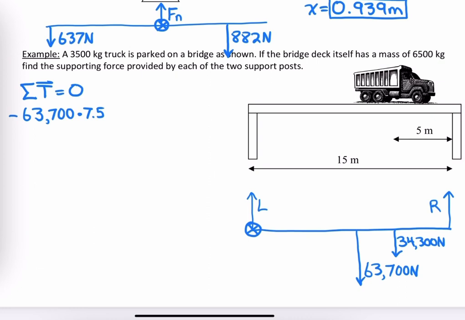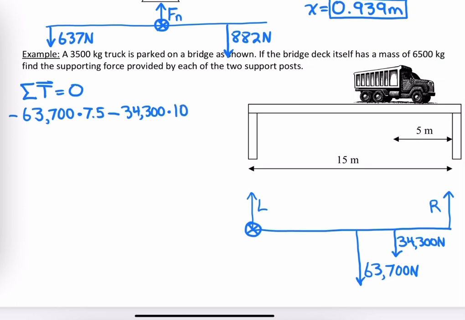Then I've got this guy here, also trying to rotate my bridge in a clockwise direction. So also a negative torque. So I'm going to have a negative torque that's caused by a force of 34,300 at a distance from the pivot of, okay, well, the whole bridge is 15. The truck is 5 from the end. So from the pivot point to the truck should be 10. So here to here is 10. That makes sense.